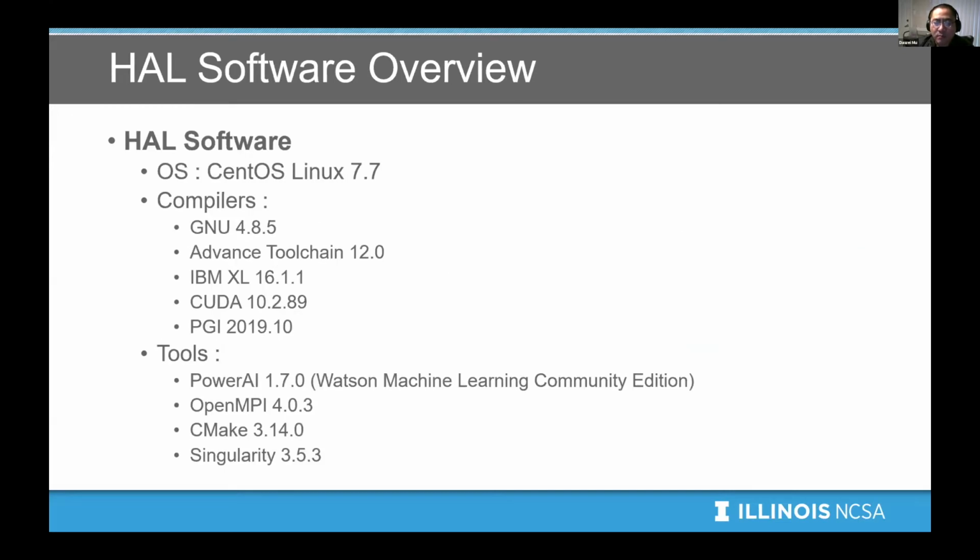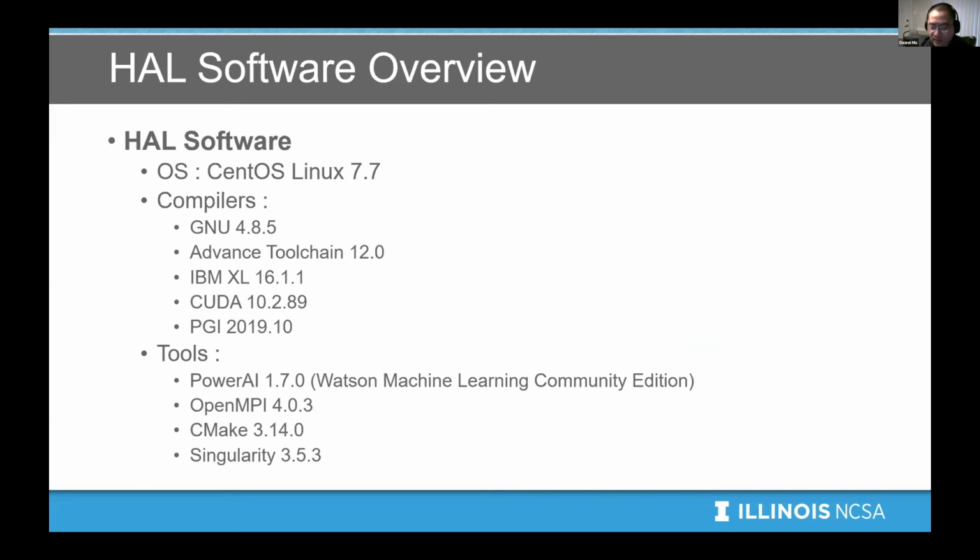On the HAL system, we're using CentOS Linux 7.7. The compilers include GNU 4.8.5, Advance Toolchain version 12, the IBM XL compiler, CUDA, and the PGI compiler.